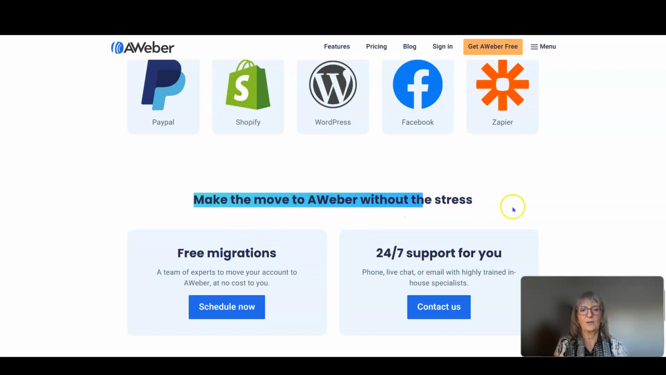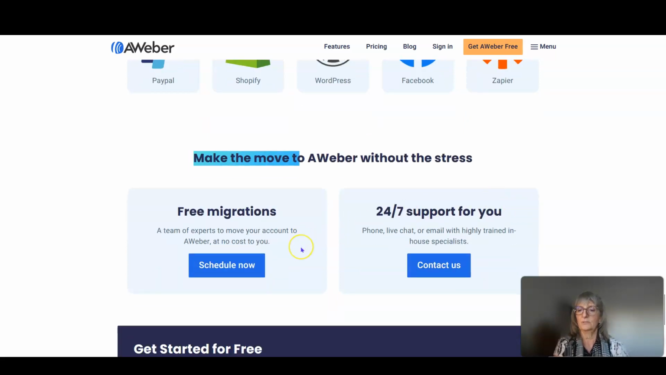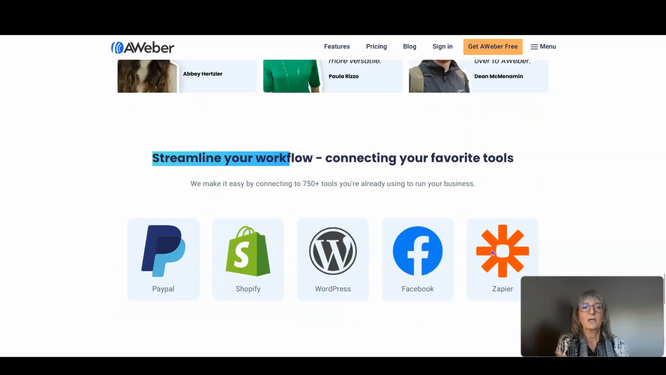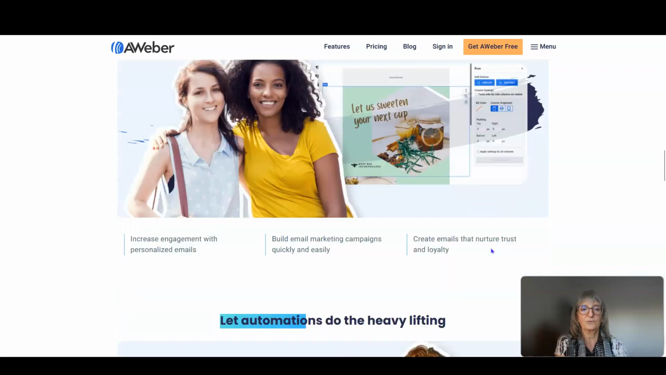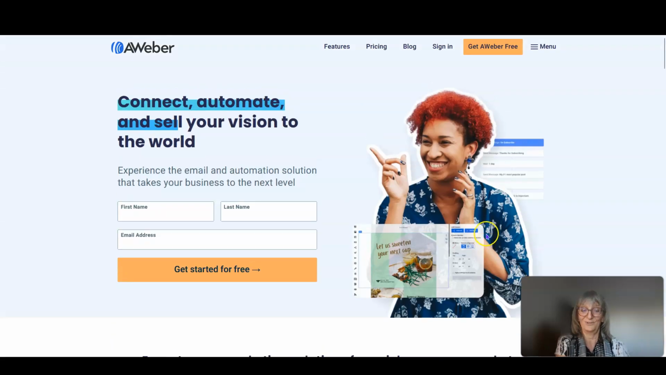Make the move to Aweber without the stress. What is it? Free migrations. Oh, wow. A team of experts to move your account to Aweber at no cost to you. Wow, that's huge. This is a really big offer. I would put that way up front, like a nice burst, free migration. Wow, that's big. I wouldn't put this way down here. And 24/7 support. Get started for free. Okay, so those are do's. Lots of do's.